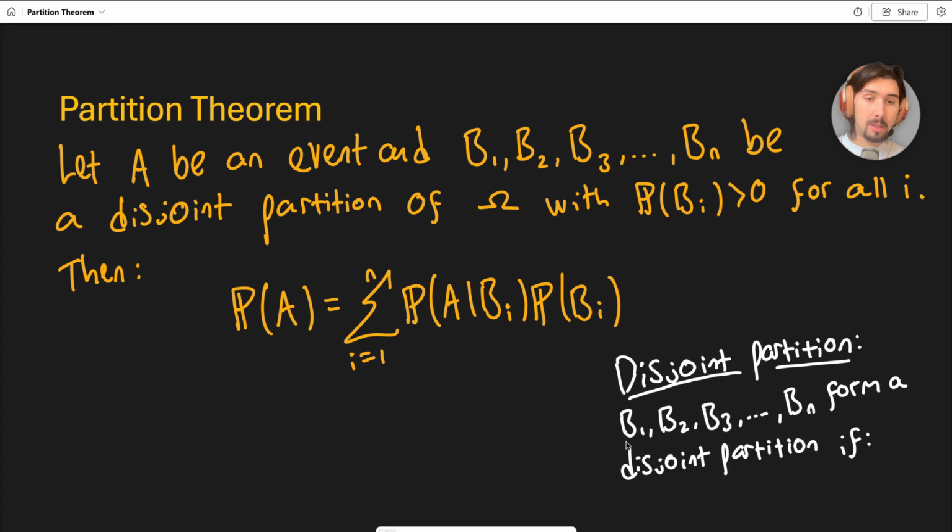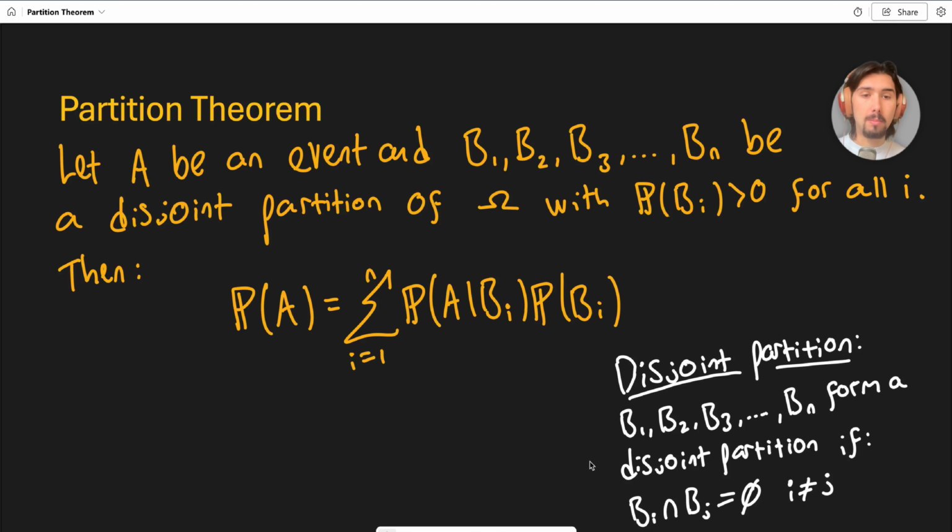So a bunch of events, B1, B2, B3, up to Bn, form what you call a disjoint partition if their intersections with one another are always empty. So that means that Bi intersect Bj is always the empty set as long as i is not equal to j. Obviously if i was equal to j, then they would be the same set, so their intersection would absolutely not be empty. But if they're different, so B1 and B2 for example, the intersection is absolutely empty. That's literally what disjoint means.